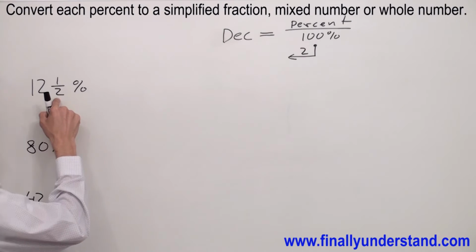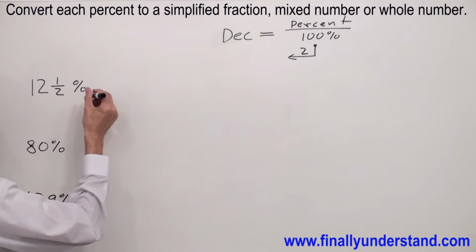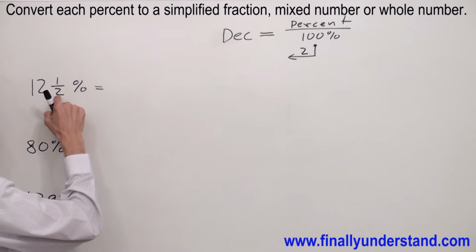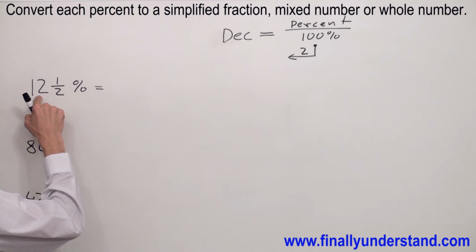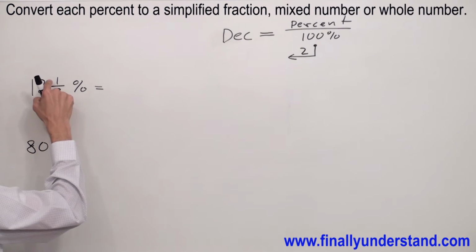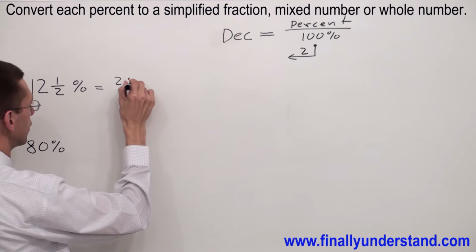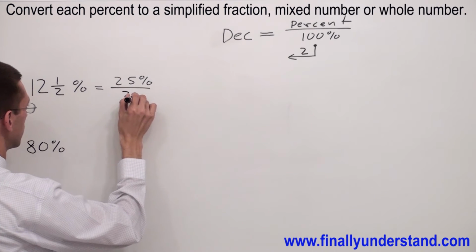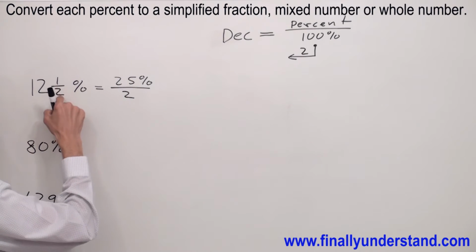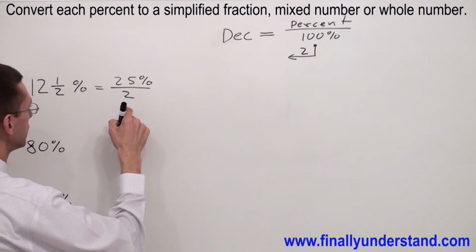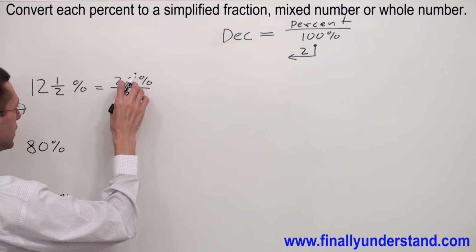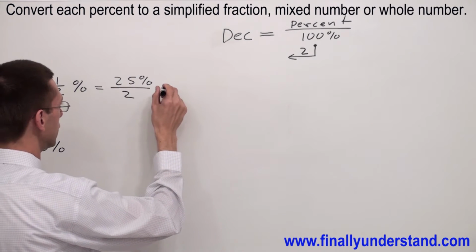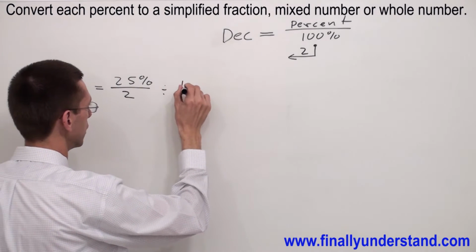What I'm going to do first over here, I'm going to convert the mixed number to an improper fraction. So I'm going to say that 2 times 12 is 24, plus 1 is 25% over 2, right? It's equivalent to 12.5%. Now, anytime I want to convert a percent number to a fraction, I have to divide that fraction by 100%.